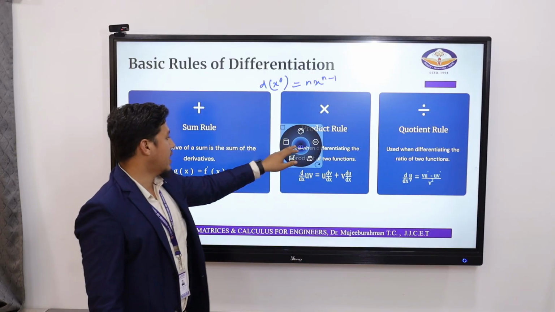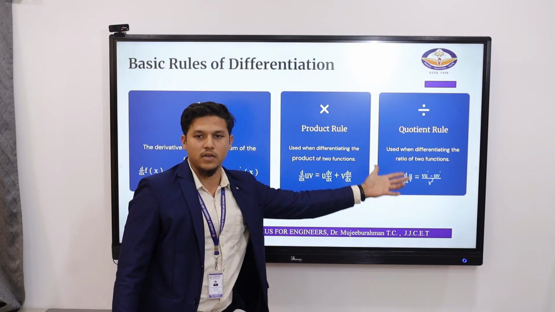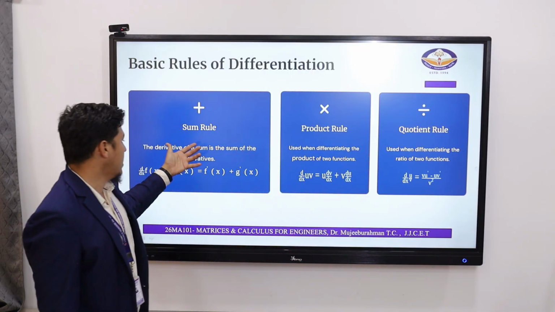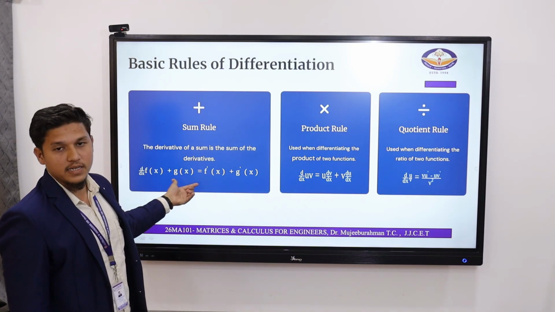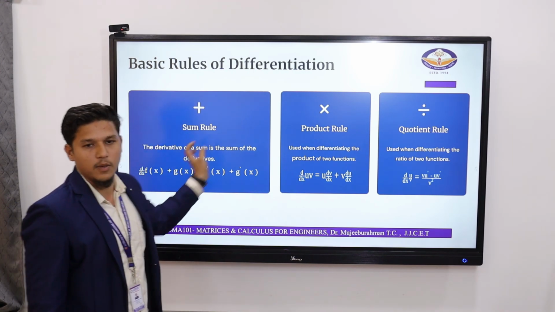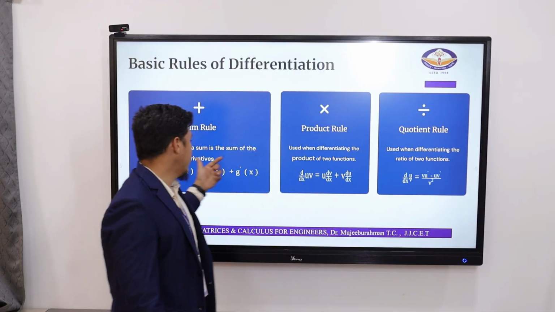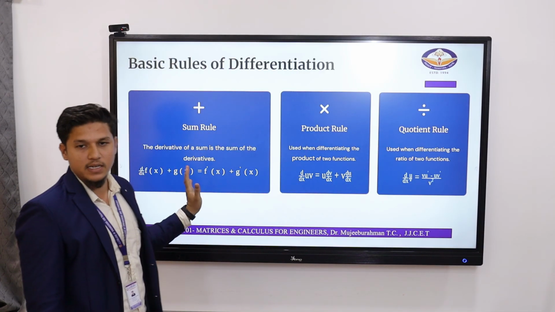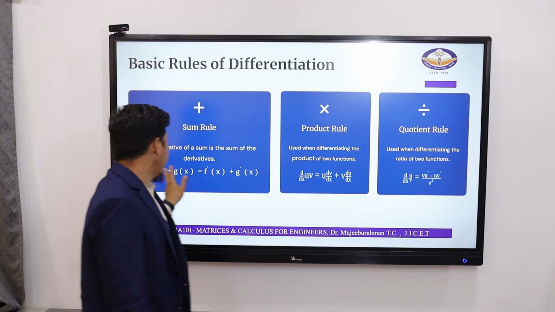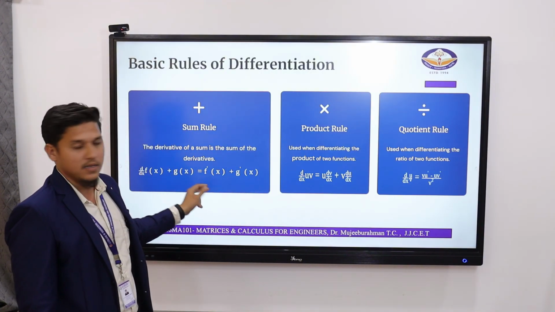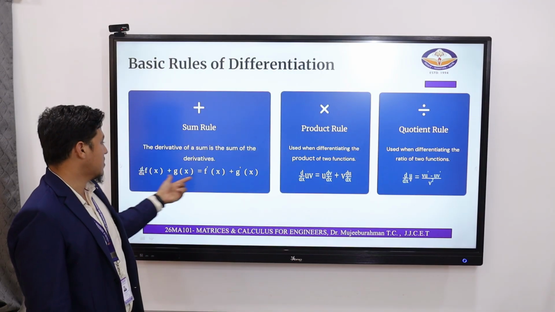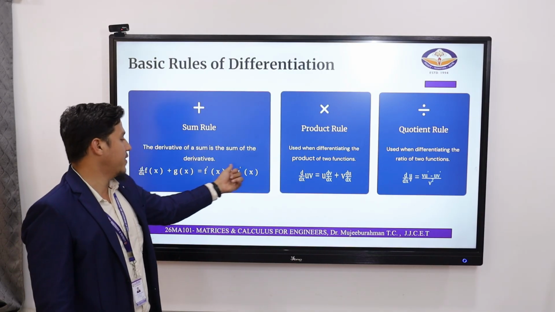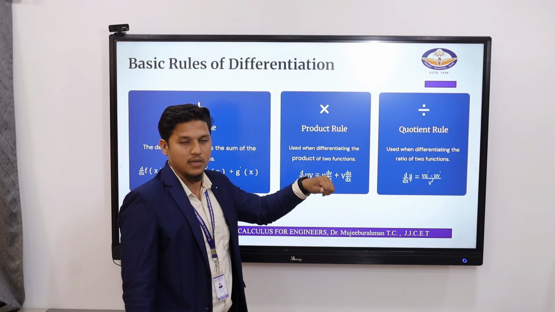Other important rules are the sum rule, product rule and quotient rule. Sum rule is where we have two functions and we are going to differentiate two separate functions, and there is a sum in between, then differentiation happens individually. Like there is a function f of x and g of x, you are differentiating with respect to x. How do we differentiate? f dash of x plus g dash of x. We will give the examples afterwards.